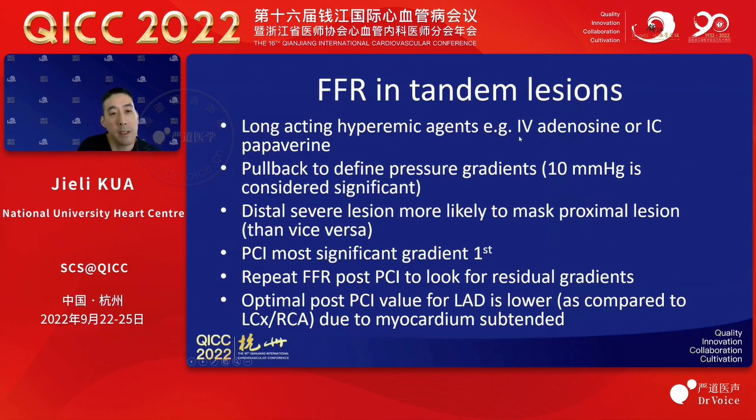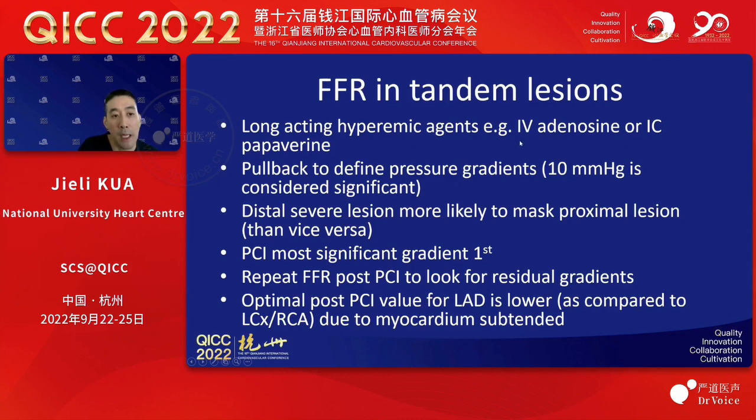So just some pointers in terms of FFR and tandem lesions. To do that, you definitely need to use long-acting hyperemic agents. I think quite a few of us use intracoronary adenosine, so we know that is definitely too short-acting. In my center, we use intracoronary papaverine. That lasts for about 45 seconds. In many centers, they do have IV adenosine. That is definitely the gold standard.